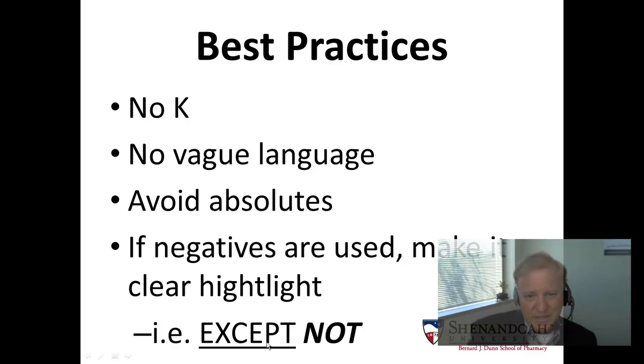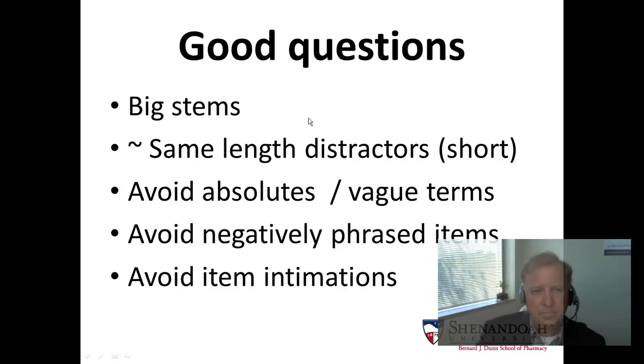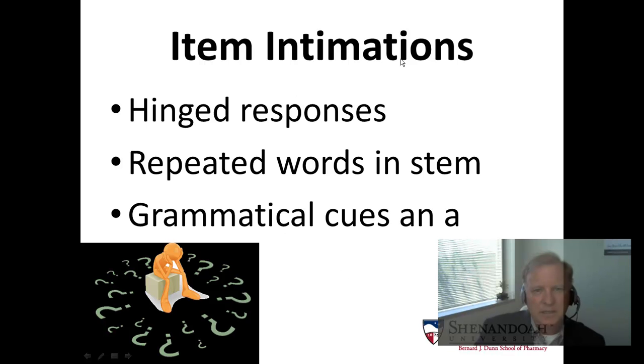If you have to negatively state something, go ahead and make sure that there's no doubt about what you're talking about by using caps, underline, bold, something like that. So good questions, big stems, same length distractors that are short, no absolutes or vague terms. Avoid item intimations. Item intimations include the hinged responses, repeated words in the stems, grammatical cues in a question, like a or an. Sometimes that can give away responses.